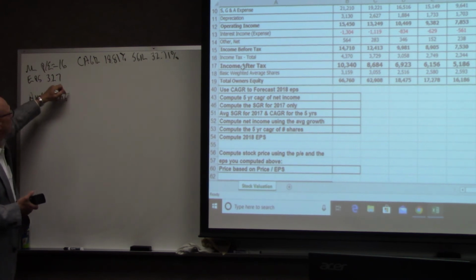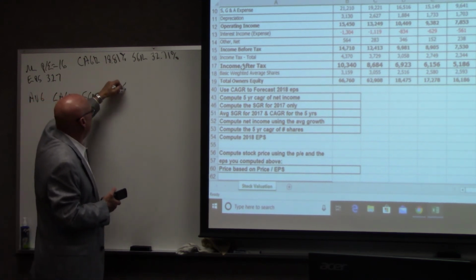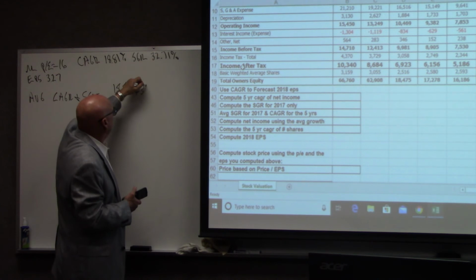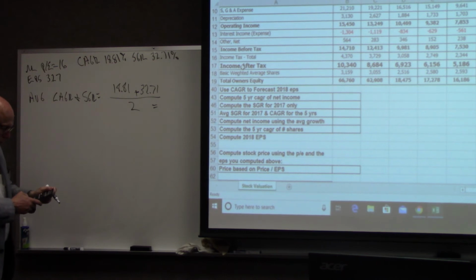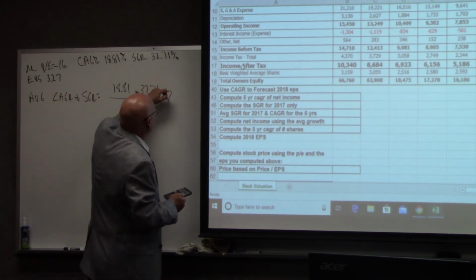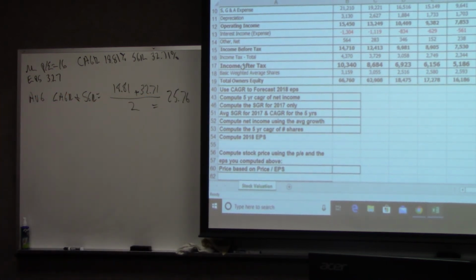CAGR and SGR. And that's 18.81 plus 32.71 divided by 2. And we get 25.76. That's going to be the growth rate we're going to use. 25.76. Okay? Now, we're going to have to project. We can go ahead and project net income.